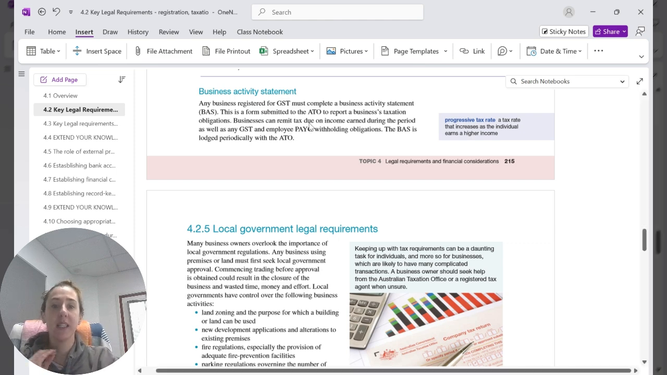So you can remit tax due on income earned during the period, as well as any goods and services tax and employee pay as you go withholding obligations. It's lodged periodically with the ATO.